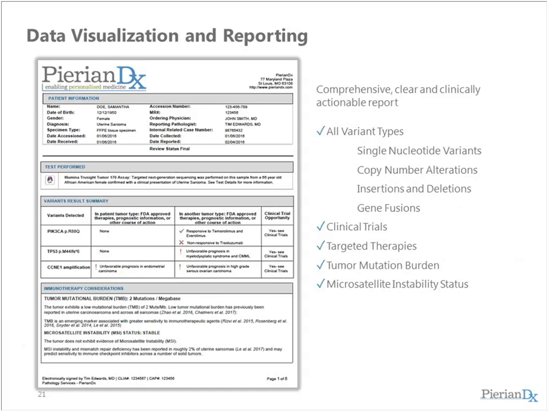This slide just shows an example of one of the many report templates that laboratories can choose from. And again, you can report out all the different variant types. You can report out TMB and MSI results. In pages that are not shown here, there's just the first page. You can also see per variant individual trials and targeted therapies that you can then edit fully within the system to sign out the report.